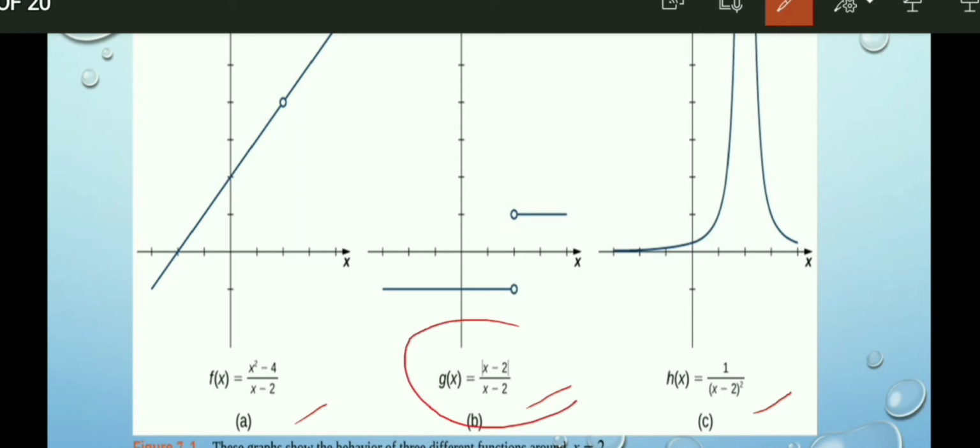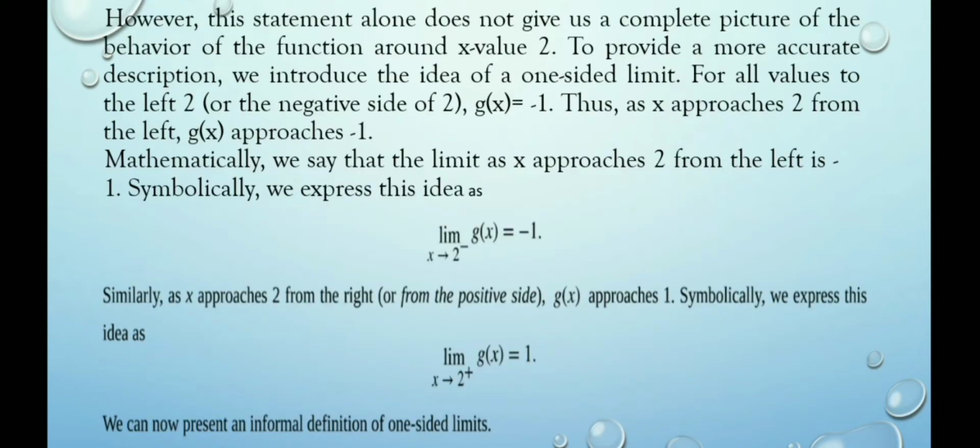So here, letter B. As we pick values of x close to 2, g of x does not approach a single value. So the limit as x approaches 2 does not exist. That is, the limit as x approaches 2 of g of x is DNE or does not exist. However, this statement alone does not give us a complete picture of the behavior of the function around x value 2.